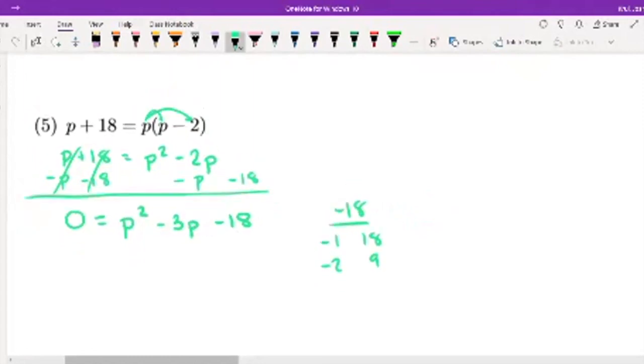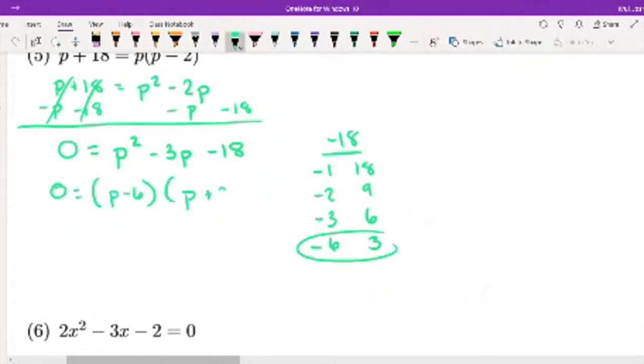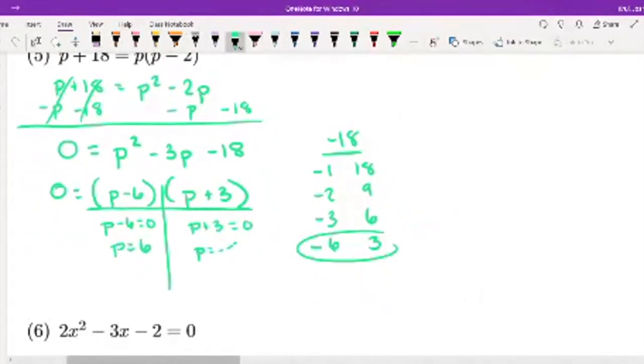And we try to figure out which pair is going to add to -3. And right here we can see we're going to get -6 and +3. So that means p is +6 and p is -3.